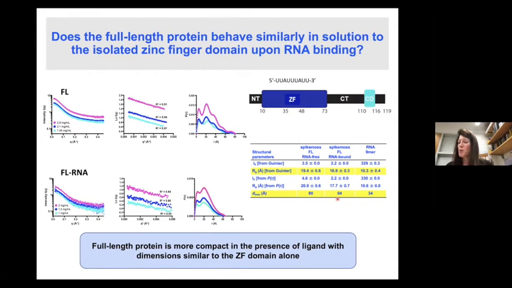And then if you remember the Dmax for the zinc finger domain alone, it was around 63. And I find this quite striking because we doubled the molecular weight of the protein, but the maximum dimension is about the same as just the zinc finger domain alone. So together, these SAXS data are suggesting that this full-length protein is actually more extended in the absence of ligand. And then when you have RNA binding just to this zinc finger domain, it actually translates to a conformational change in the entire protein to make it more compact.